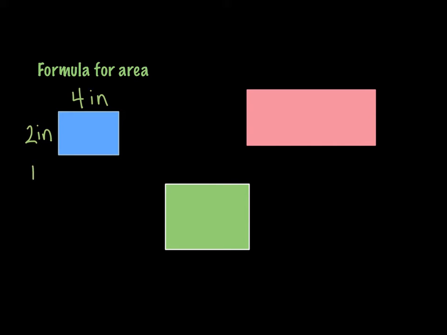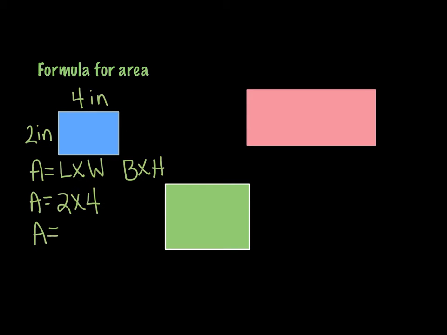So if you remember a few minutes ago, area is length times width. It also could be base times height. Okay, and we'll get to that in another lesson, but I just want you to be aware that that's coming. So in this instance, I would do 2 times 4, and then my area is going to equal 8 inches squared. Don't forget to put the squared on your answer.